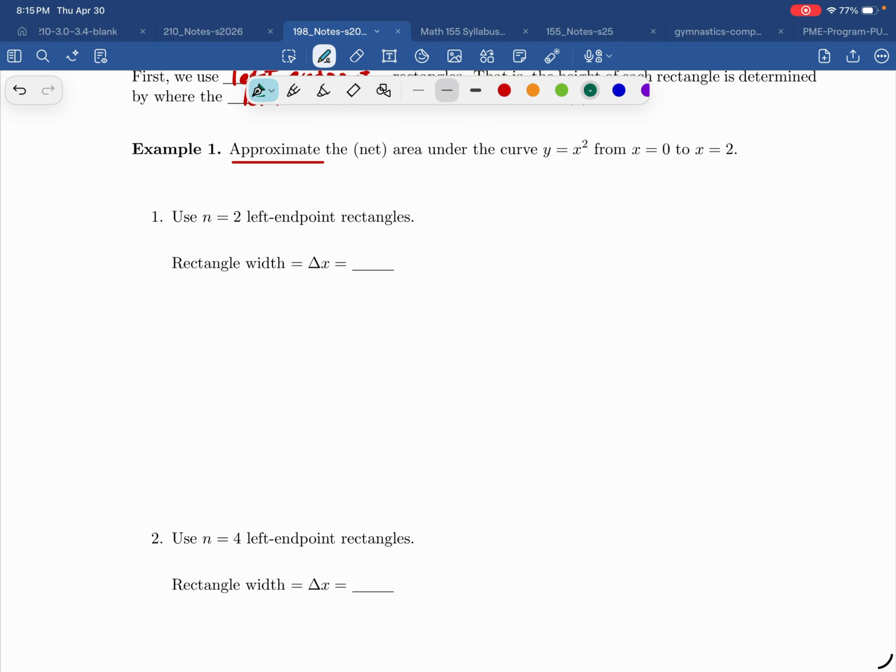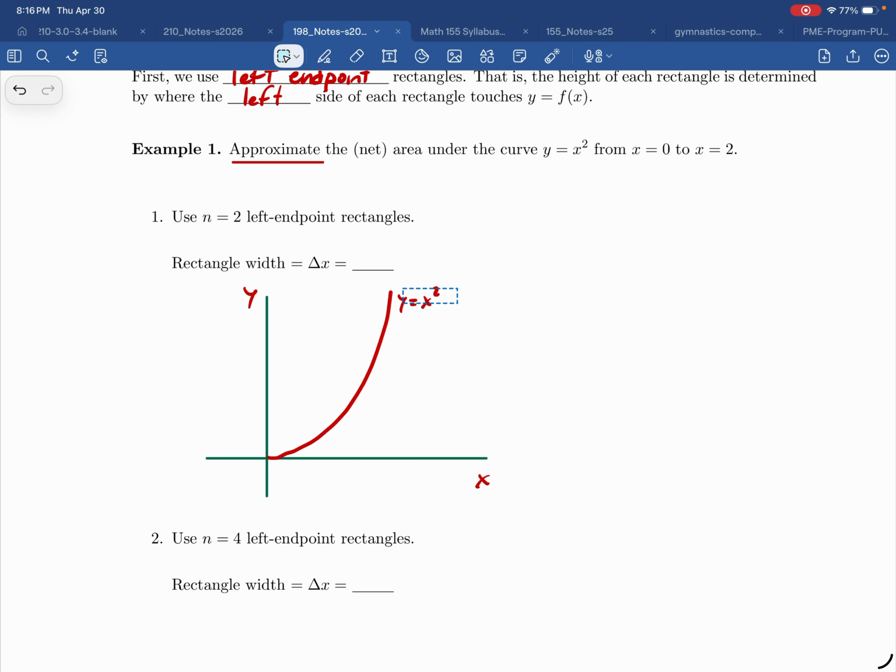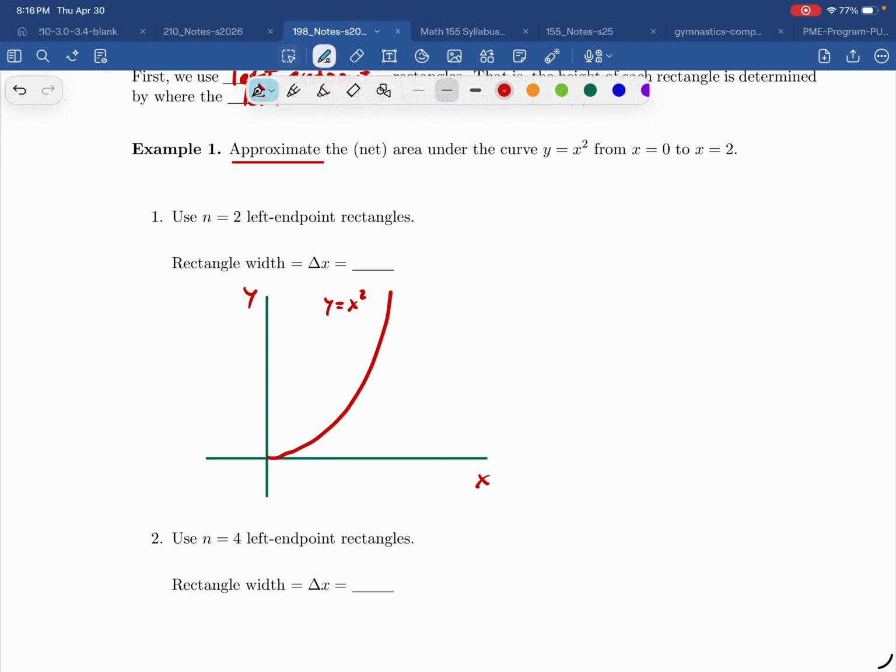So I'm going to draw a graph. I'll draw right here. Okay, and we can actually get pretty good with this one, right? So this will be the x-axis, y-axis, and we know this curve. This is y equals x squared. Maybe I should actually move this over. Okay, and we are using two left endpoint rectangles.